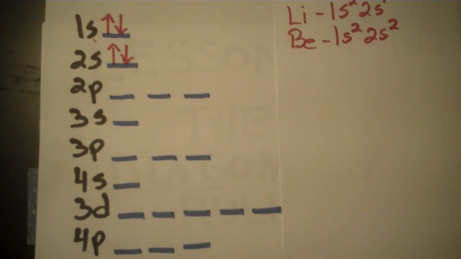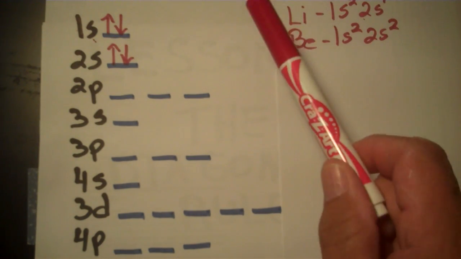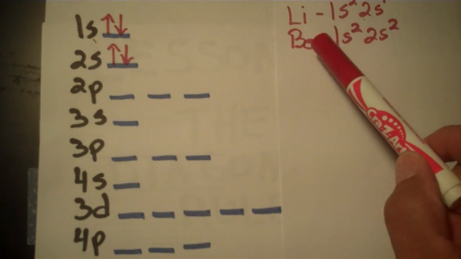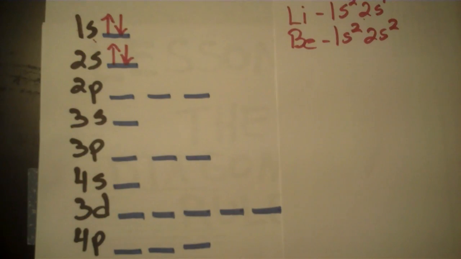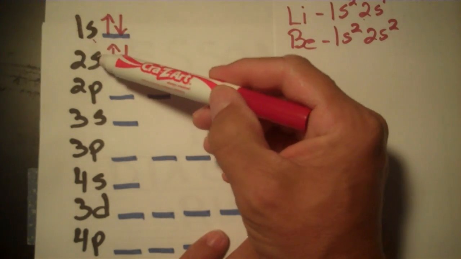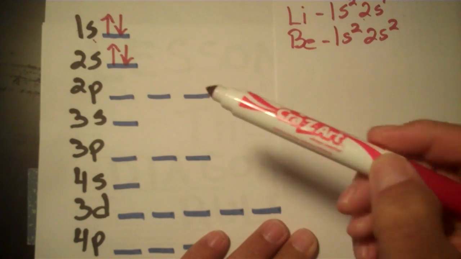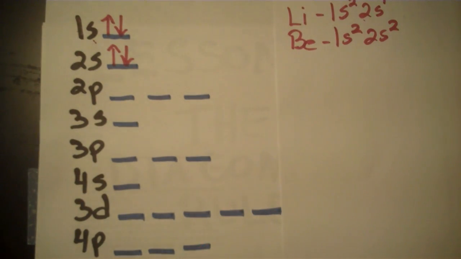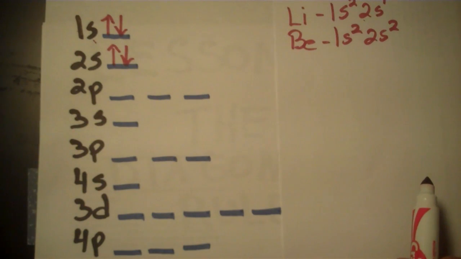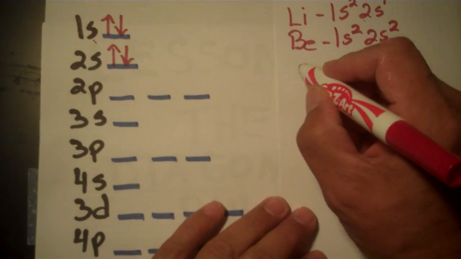This is just a continuation of where we were. I think we said we did hydrogen, helium, lithium, and beryllium. We filled up the 1s and the 2s, and we have to now go to the 2p. Let's go ahead and skip, and we're going to do oxygen.